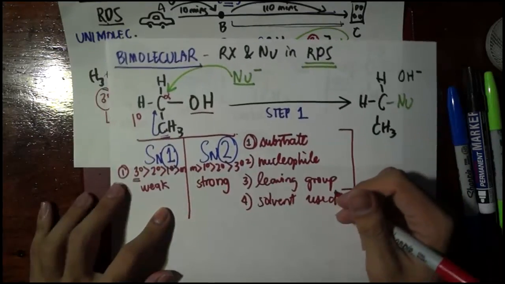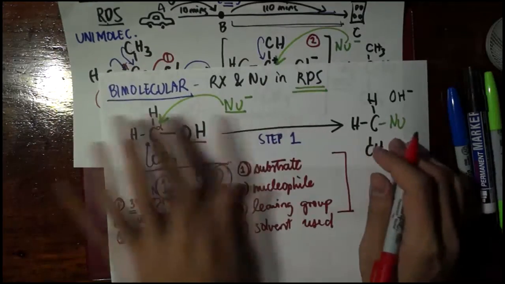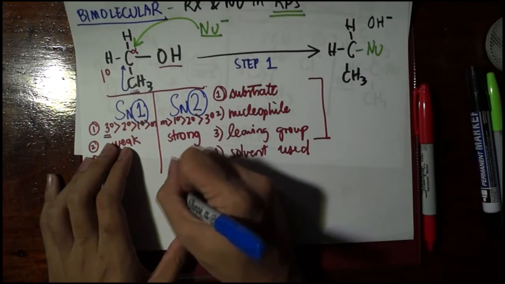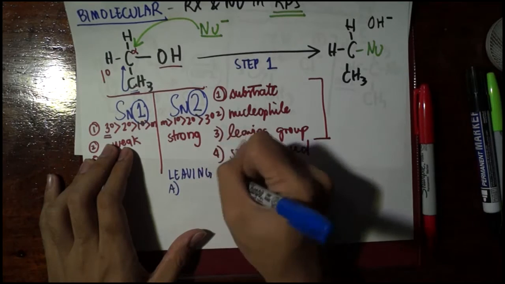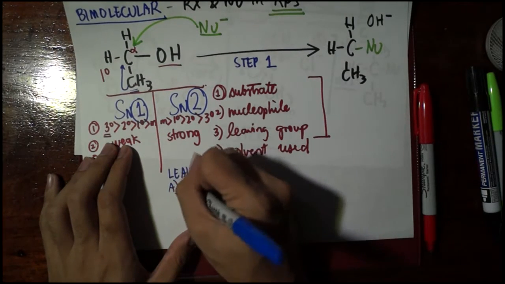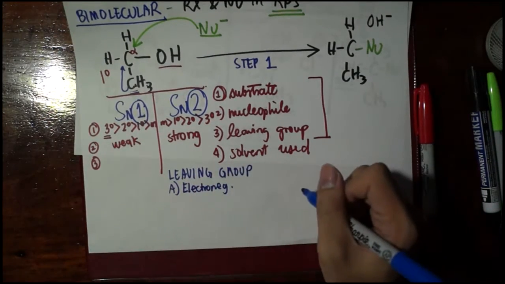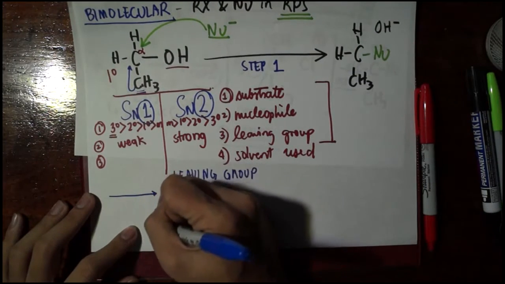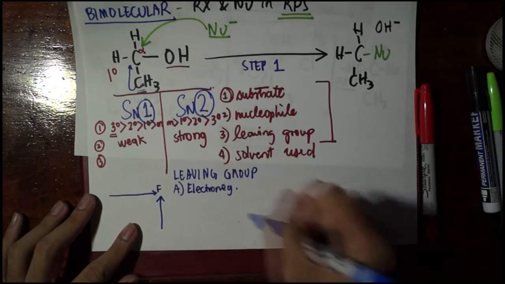Alright. Now, how about the leaving group? Well, we see here that we don't compare the leaving groups. But actually, when we talk about leaving groups, we have two factors. The first factor we have to consider is, of course, electronegativity. As we know, electronegativity increases from left to right and from bottom upwards in the periodic table, meaning that fluorine is the most electronegative.